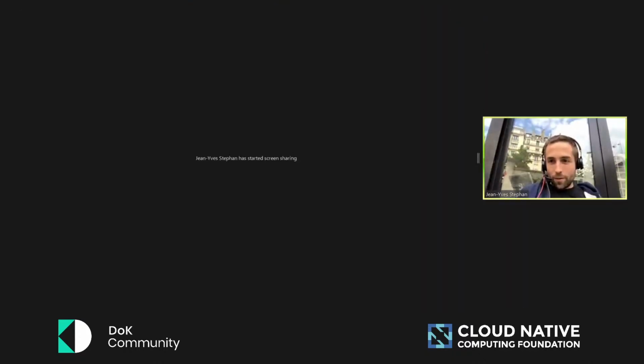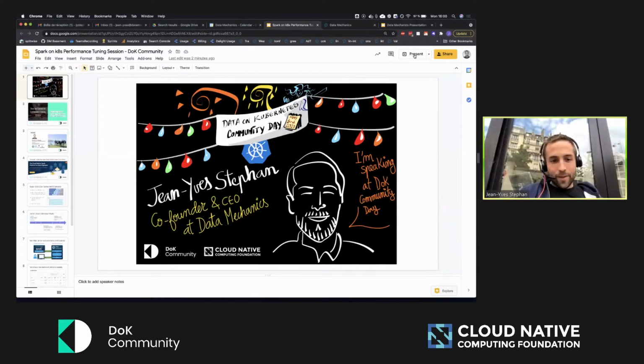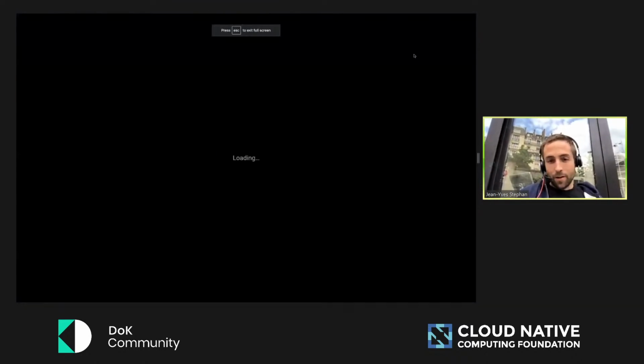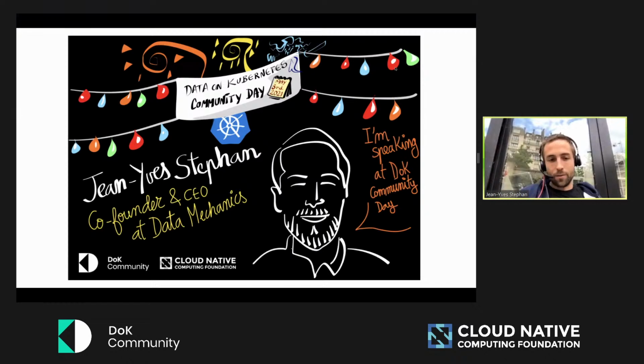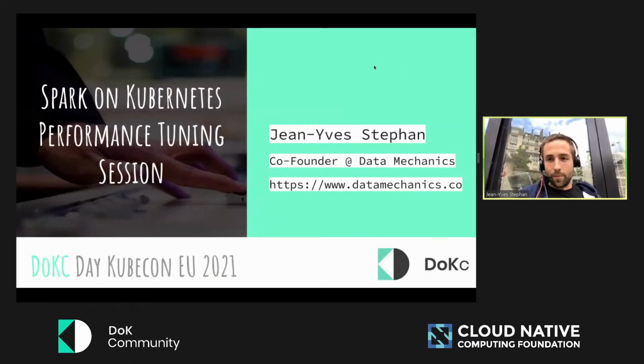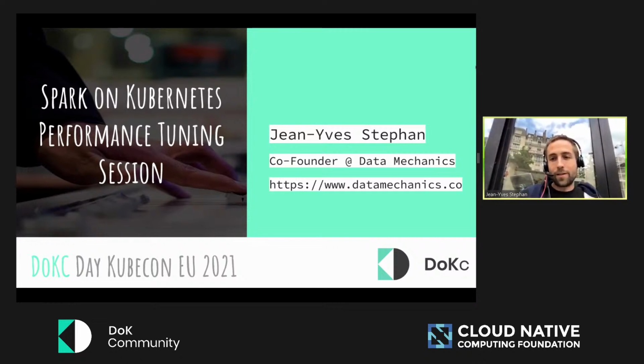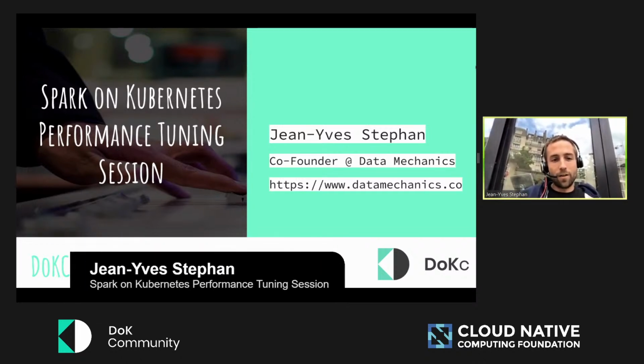Cool. Thank you all for joining. So this talk is going to be about Spark on Kubernetes because that's what we do at Data Mechanics, and particularly we're going to be focusing on performance tuning. So how to get the best performance out of Spark on Kubernetes.